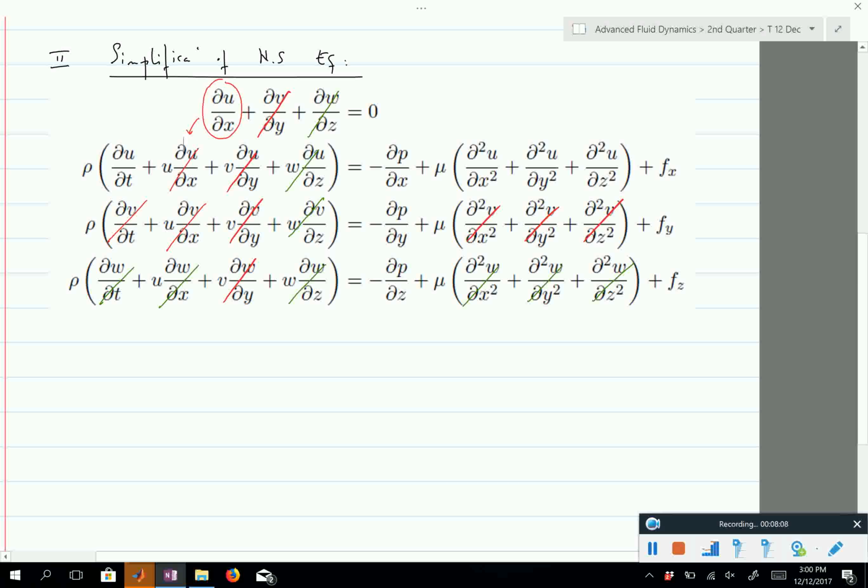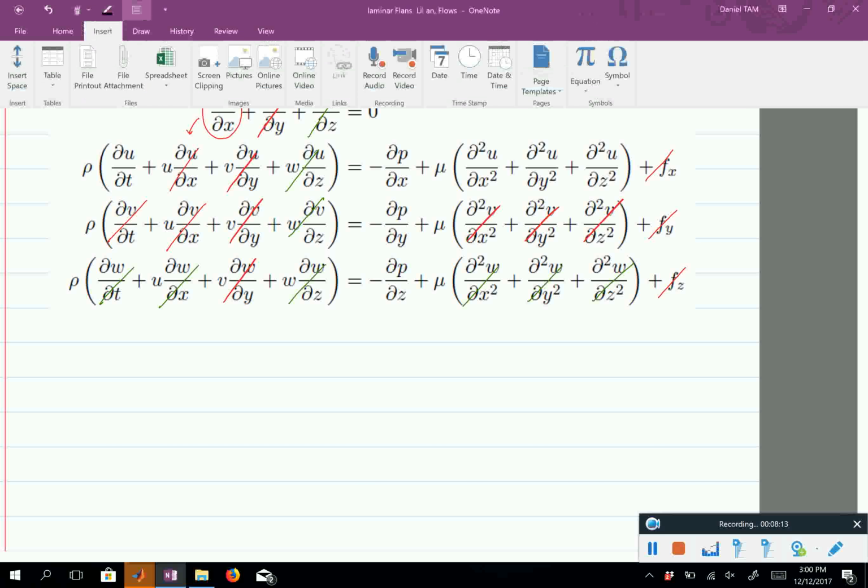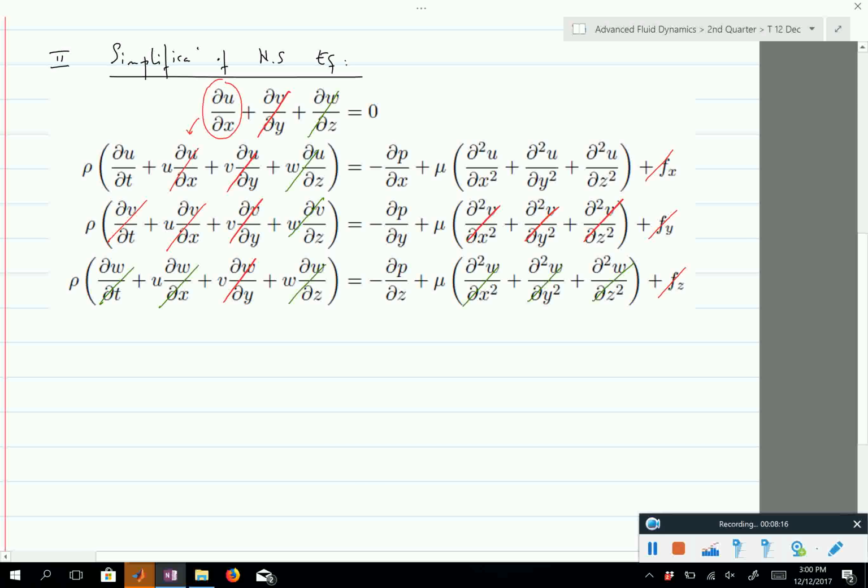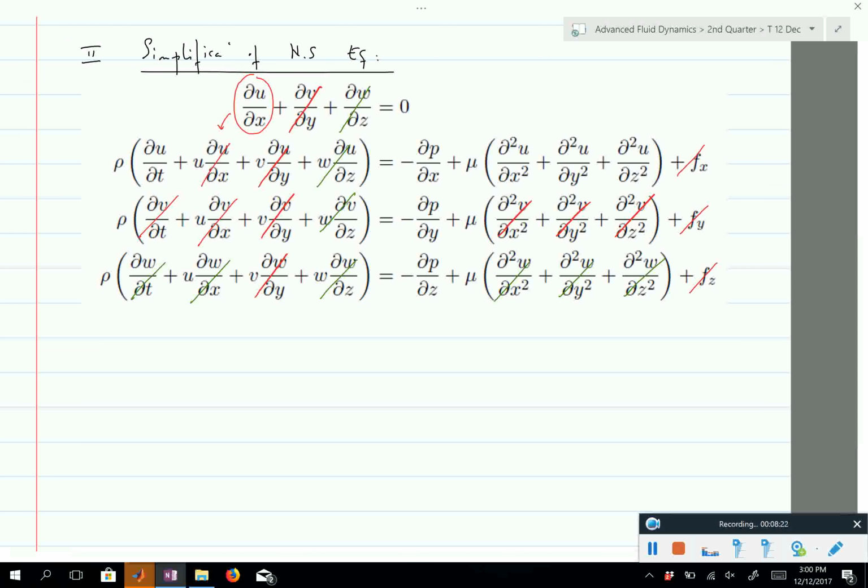Now, let's say for now, I'm going to neglect the body forces. So then if the flow is unidirectional, then I'm left with, for the x momentum equation, well, sorry, let me first write it. Then partial u, partial x is equal to 0, right? And that means that u is only a function of y and z. So all along the streamwise direction x, your velocity profile doesn't change. It's going to be the same. It's just a function of y and z.